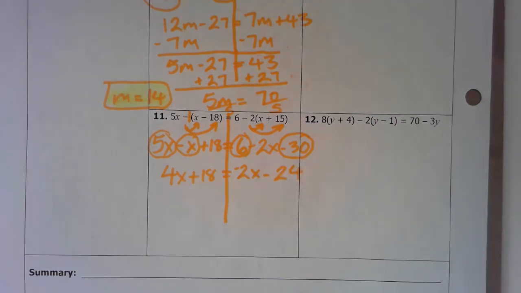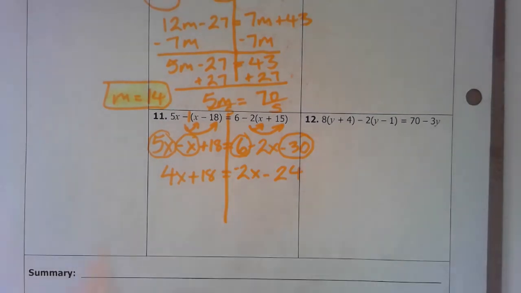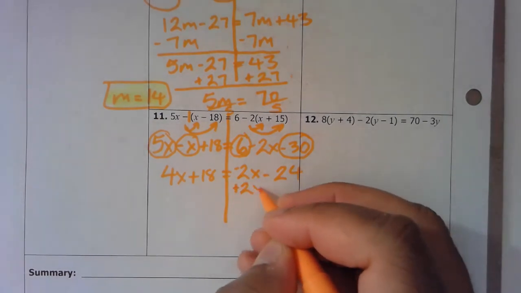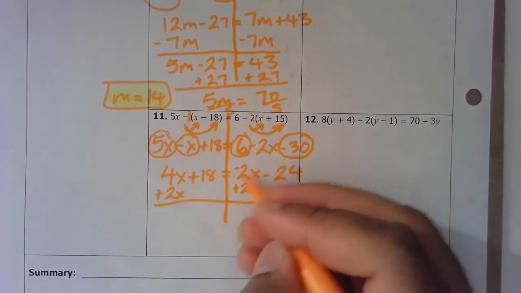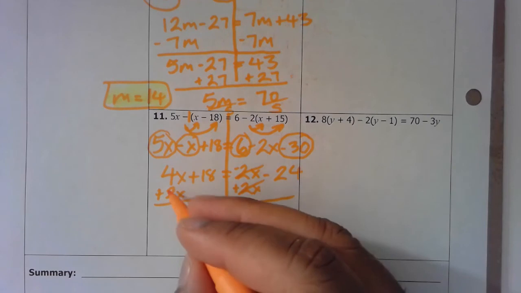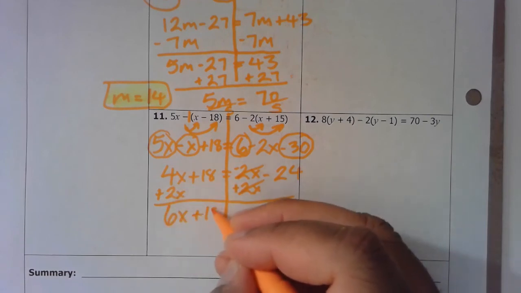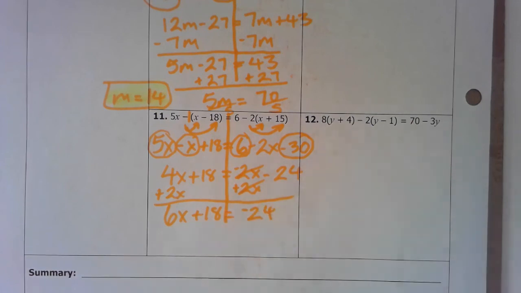So what I need to do now is get my variables on the same side. I have a -2x here, and I'm going to try to slide that over here to the left-hand side. And by taking the inverse, I'm going to add 2x. When I do that, this is going to cancel out. And when I combine these two, I'm going to have 6x plus 18 equals a -24.